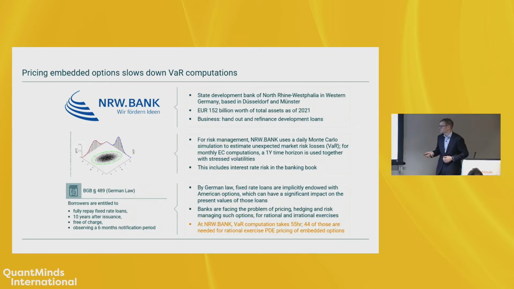And here we are going to assume rational exercise. Irrational exercise is something even more complicated. So the VAR computation takes 55 hours, 44 of which are needed for pricing these embedded options. So it's really a game changer if we can speed this up.